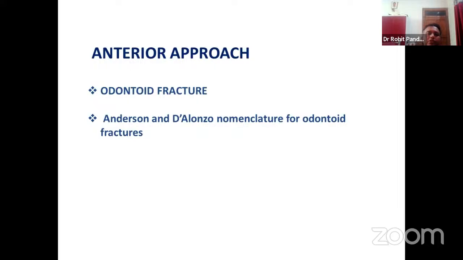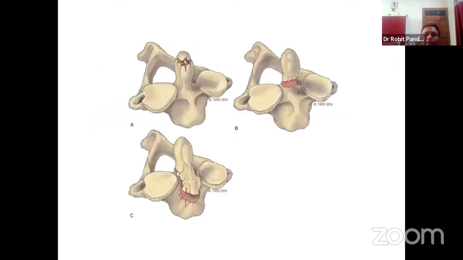So anterior approaches are also used for other pathologies like the odontoid fracture. As we all know, Anderson and D'Alonzo classified odontoid fractures into 3 types, depending on the morphology of the fracture. This was the type 1 fracture, which involves the tip of the odontoid. This is usually considered a stable fracture, and is managed conservatively.